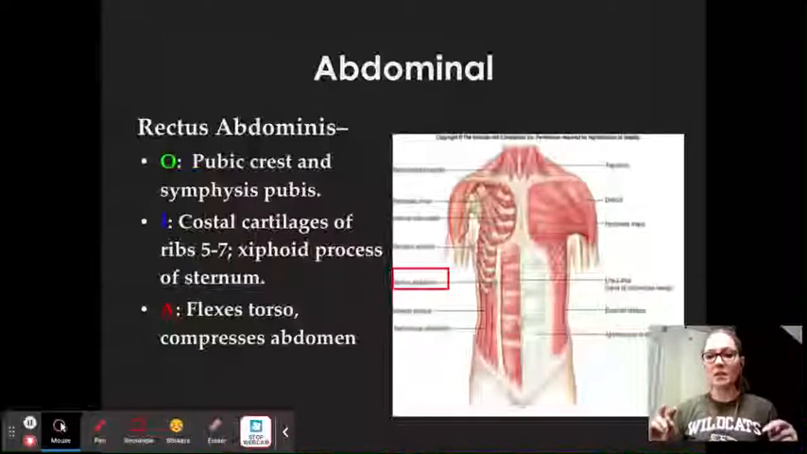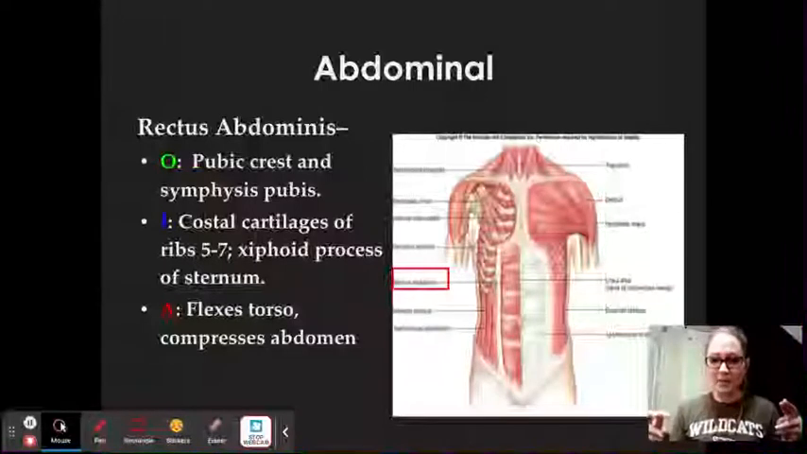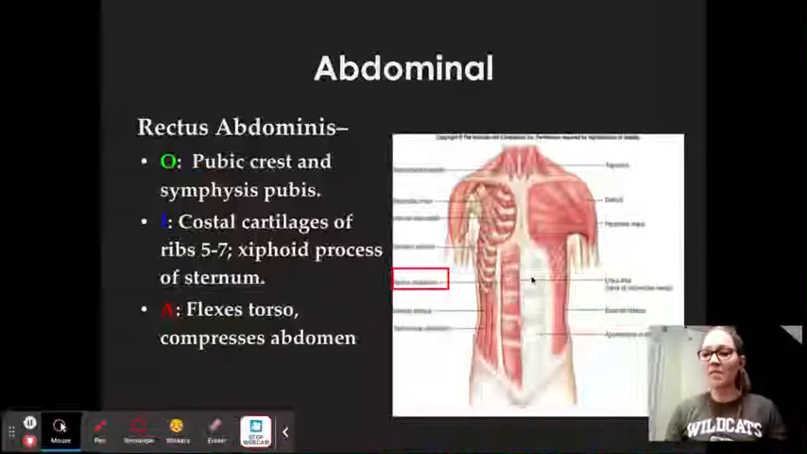So if you guys ever think of the 6-pack abs, those are coming from definition of the rectus abdominis. So you guys can see that structure that's there. We all have them, you know, sometimes we just don't always get to see them, but the 6-pack abs are coming from the definition of the rectus abdominis.